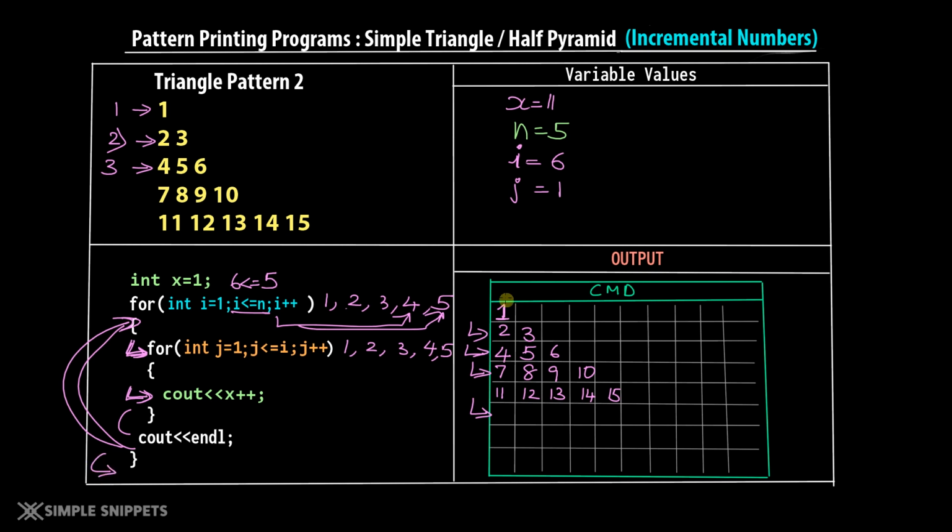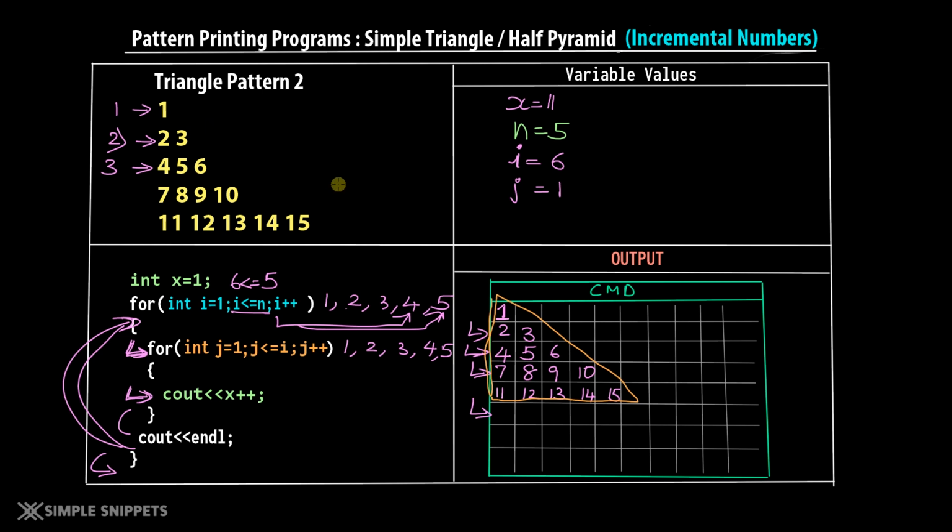You'll come outside the for loop, and if you observe the output, we have basically got what we want, the incremental triangle. Okay. And this looks like pattern 2. So this was the second variant of incremental numbers with the half pyramid pattern.